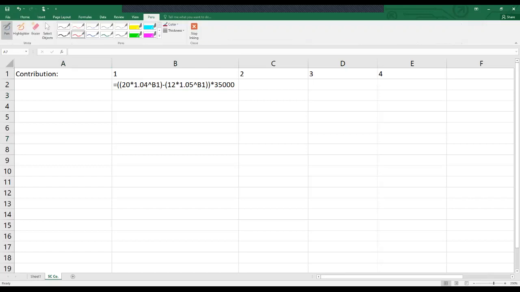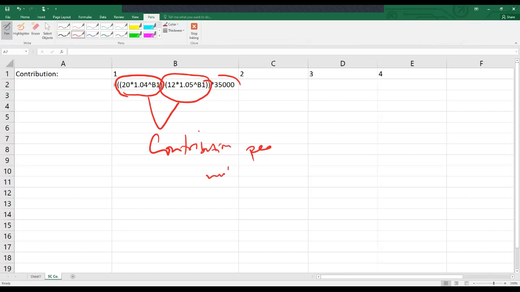This is the selling price, the first part, selling price minus the variable cost. Once you subtract these two, of course, you get the contribution per unit. You then multiply the contribution per unit by the number of units. But in case you're not confident, you would rather do it cell by cell.